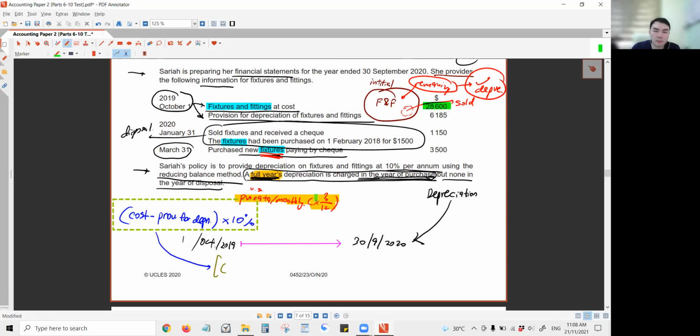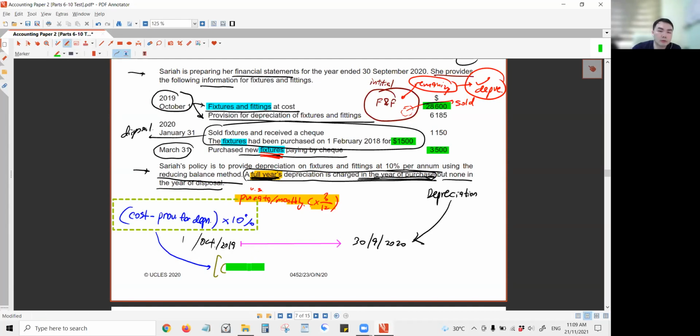Okay, begin with this amount. Then you remove the cost of the fixtures you sold, which is this one, 1,005. The one you sold off, you don't charge depreciation anymore, so you remove it. The one you bought current year, 3,005. So I'm going to use these three numbers to calculate the cost of the fixtures and fitting, which I have to charge depreciation for.